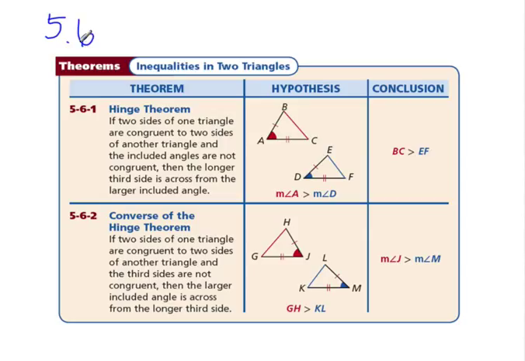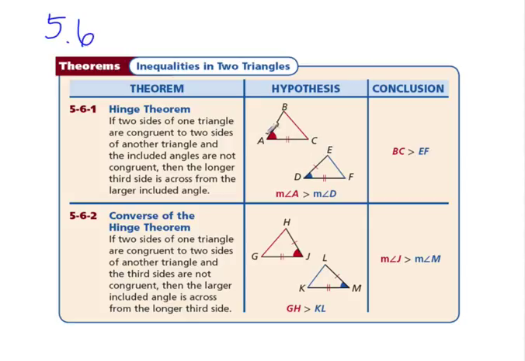The first one says if two sides of one triangle are congruent to two sides of another triangle, and the included angles are not congruent, then the longer third side is across from the larger angle.